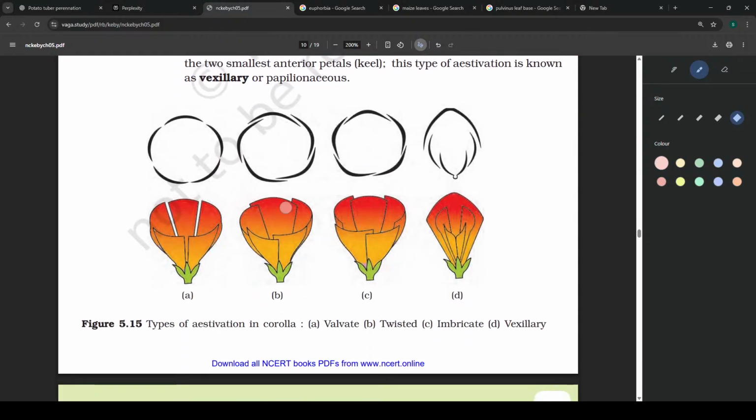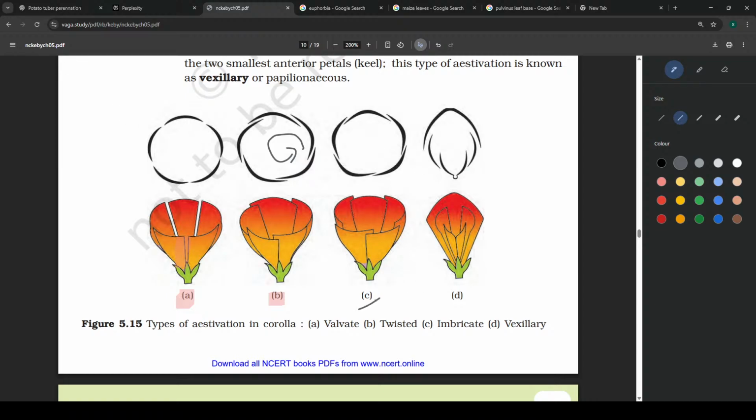This is the first one, the valvate aestivation. There is no overlap here. I mean, there will be a slight overlap, but they are just touching each other, no actual overlap. But in case of B, this is the twisted aestivation. In twisted aestivation, the petals and sepals are arranged in such a manner that they overlap in one direction, like this.